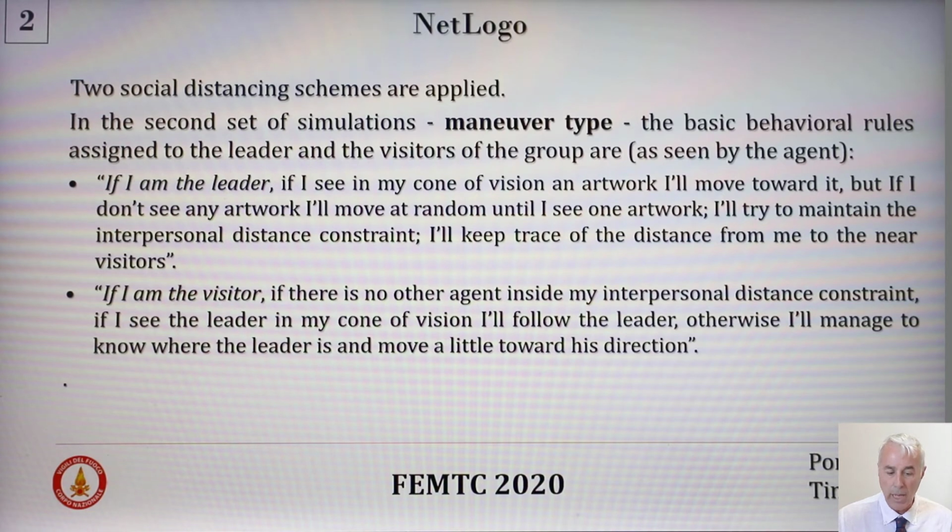If I am the leader, if I see in my cone of vision an artwork, I'll move toward it. But if I don't see any artwork, I'll move at random until I see one artwork. I'll try to maintain the interpersonal distance constraint, and I'll keep trace of the distance from me to the near visitors. If I am the visitor, if there is no other agent inside my interpersonal distance constraint, if I see the leader in my cone of vision, I follow the leader. Otherwise, I'll manage to know where the leader is and move a little toward his direction.